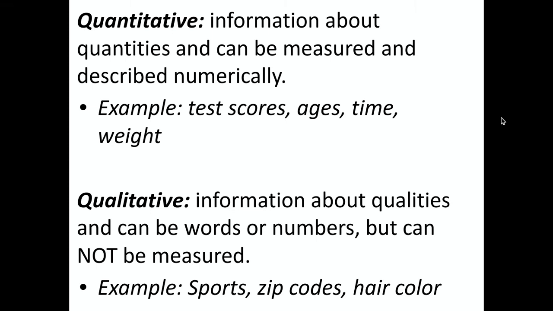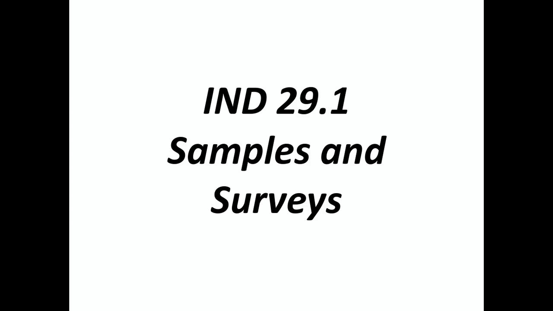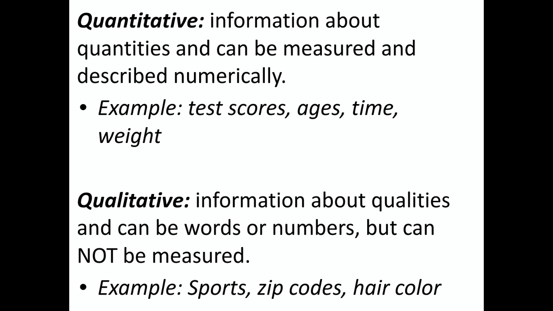Indicator 29.1, samples and surveys. I'm going to go back one and then I'll go forward again real quick, just so everybody at home can see. This is the name of our indicator here, indicator 29.1, samples and surveys. And we're talking about quantitative versus qualitative.